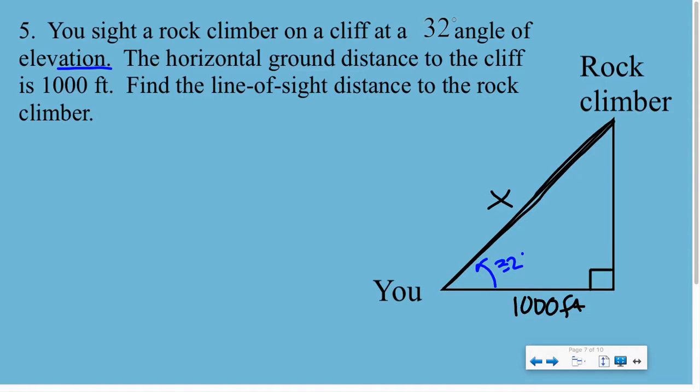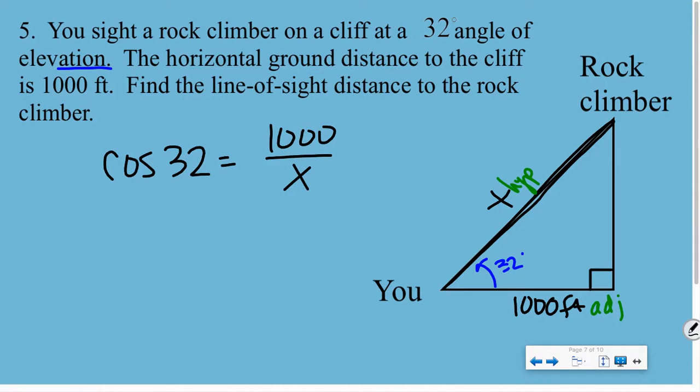And again, this is really similar to what you were doing the last couple days. In reference to 32, 1,000: opposite, adjacent, or hypotenuse? Adjacent. How about x? Hypotenuse. So which trig function would we use? Good. Cosine of 32 equals 1,000 over x. Make sure you show me that work.